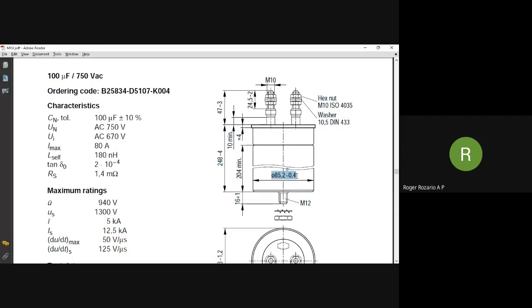From the dimensions of the capacitor, you can calculate the volume, A into D, and from the rating, the capacitance value and the voltage rating, you can calculate the value of energy. So this is what I wanted to show you.